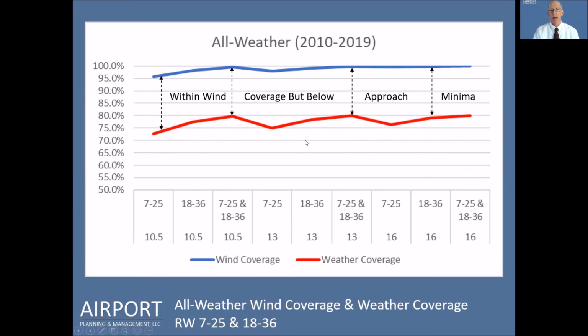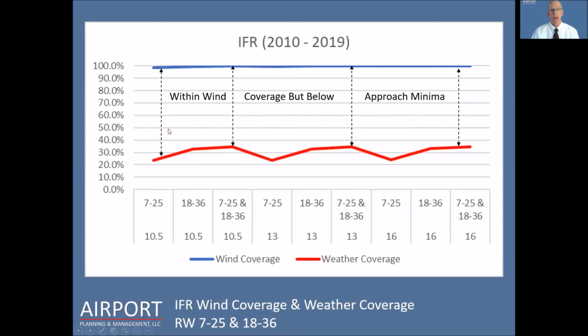But this red line is the new term I'm introducing in the new service called weather coverage. Weather coverage is wind coverage accommodated, you don't exceed the wind component, and the observations are at or above published approach minima. In other words, you can actually use the runway. Over 95% all-weather wind coverage, the amount of time when you can actually use the runways is down here at 72 to 80%. Quite a bit less.